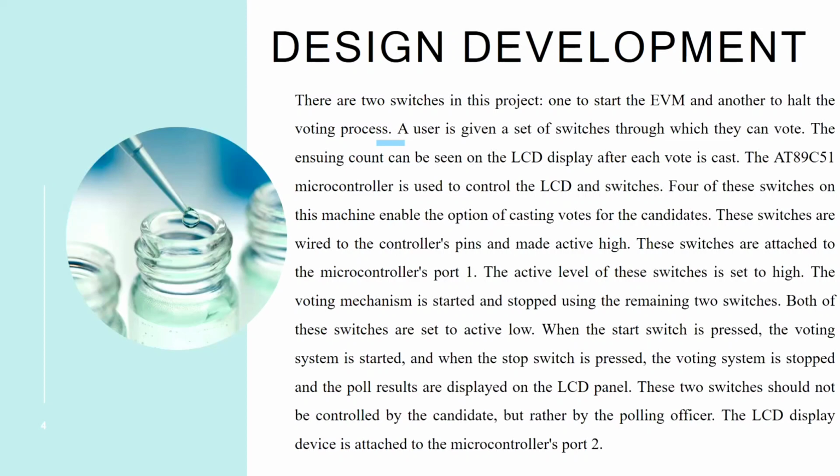The voting mechanism is started and stopped using the remaining two switches. Both of these switches are set to active low. When the start switch is pressed, the voting system is started, and when the stop switch is pressed, the voting system is stopped and the poll results are displayed on the LCD panel. These two switches should not be controlled by the candidate but rather by the polling officer. The LCD display device is attached to the microcontroller's port 2.